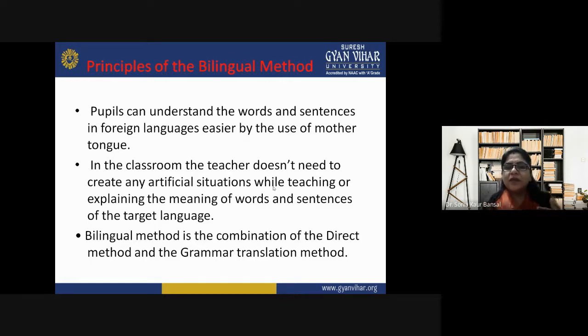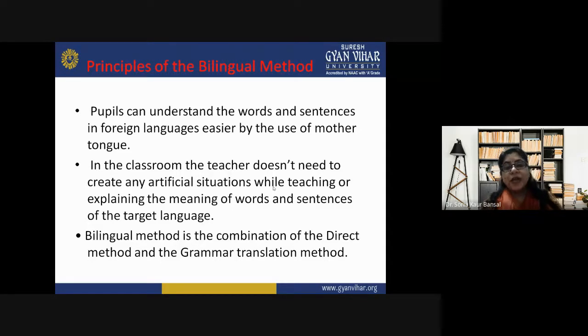This is the one basic principle: if you are learning a foreign language and the meaning of a particular word or a particular sentence is given to you in your own mother tongue, then it becomes a little easy for you to understand that language. And in the classroom, the teacher doesn't need to create any artificial situations.